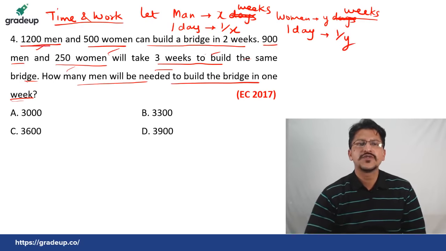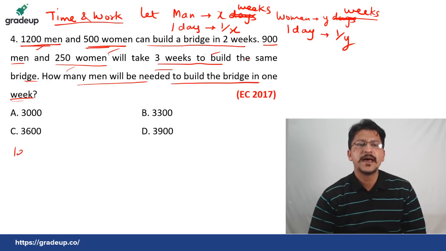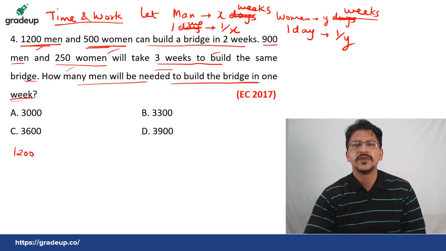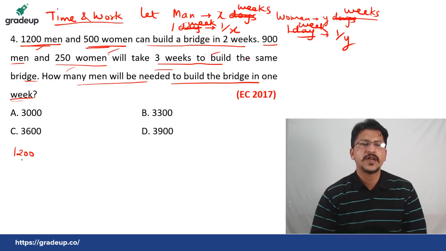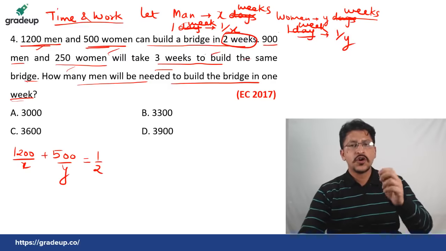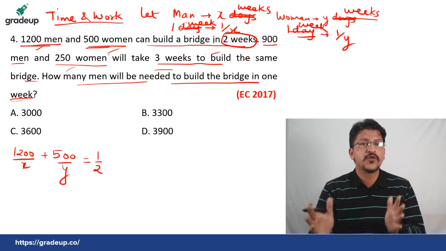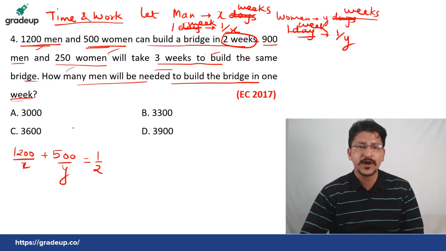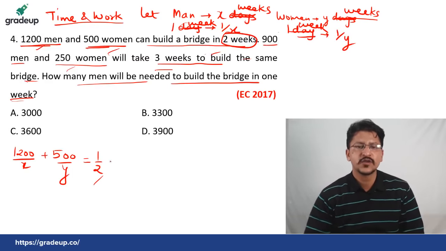So according to the first condition, 1200 men's 1 week work, and this is week, don't get confused: 1200 by x plus 500 by y is 1 by 2, because they are taking 2 weeks to build the bridge. How much of the bridge will be made in 1 week? That will be 1 by 2, half. This is equation 1.